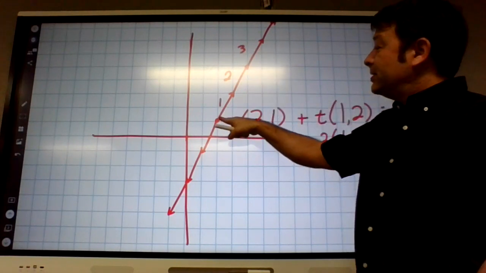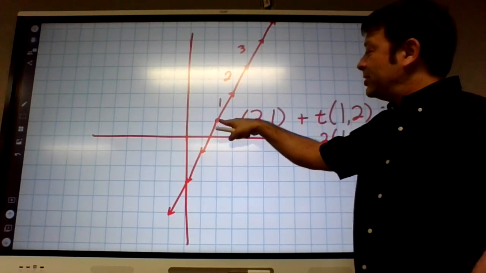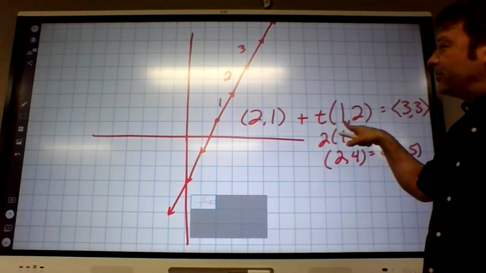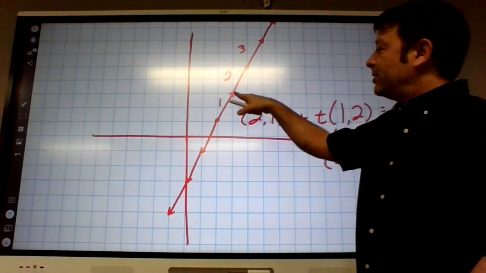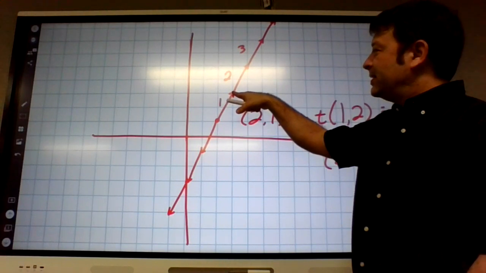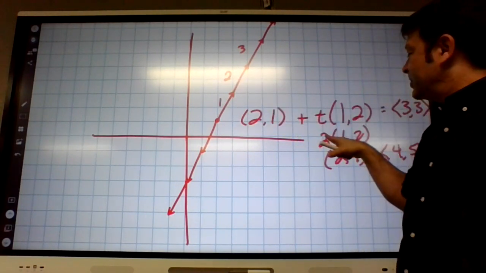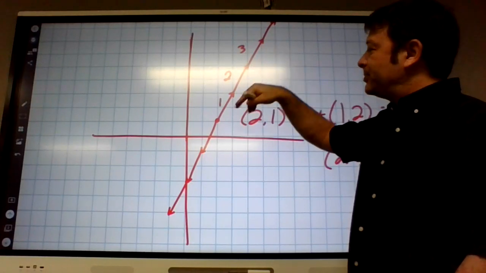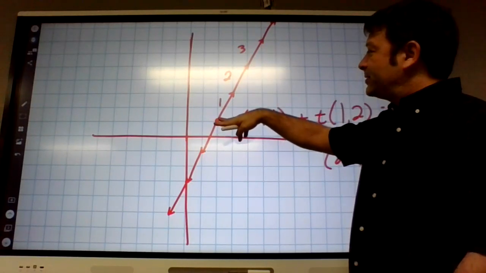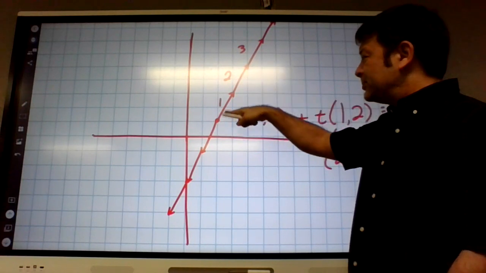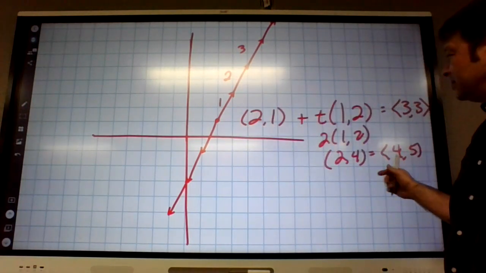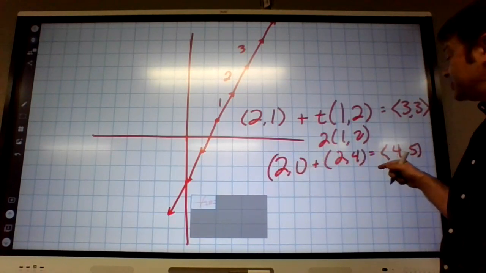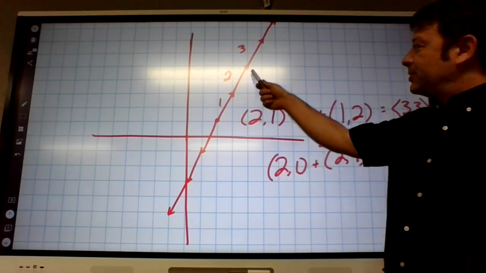Maybe not. Okay, 2, 1 is my starting point. When t is 1, you add on the vector 1, 2, so you're up here at 3, 3. After t is 2, if you multiply this by 2, you're up here on another vector. It goes back to the last couple of assignments. When you multiply the vector by 2, it's just twice as long. It moves twice as far. So you do 2, 1 plus 2, 4, you get 4, 5. That's where this point is.